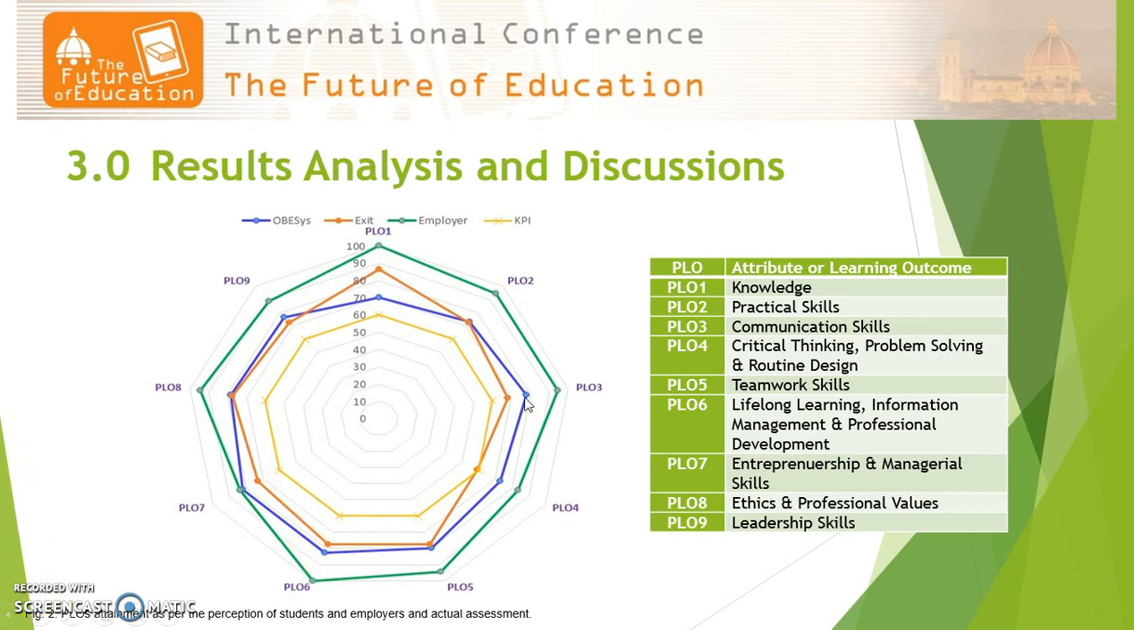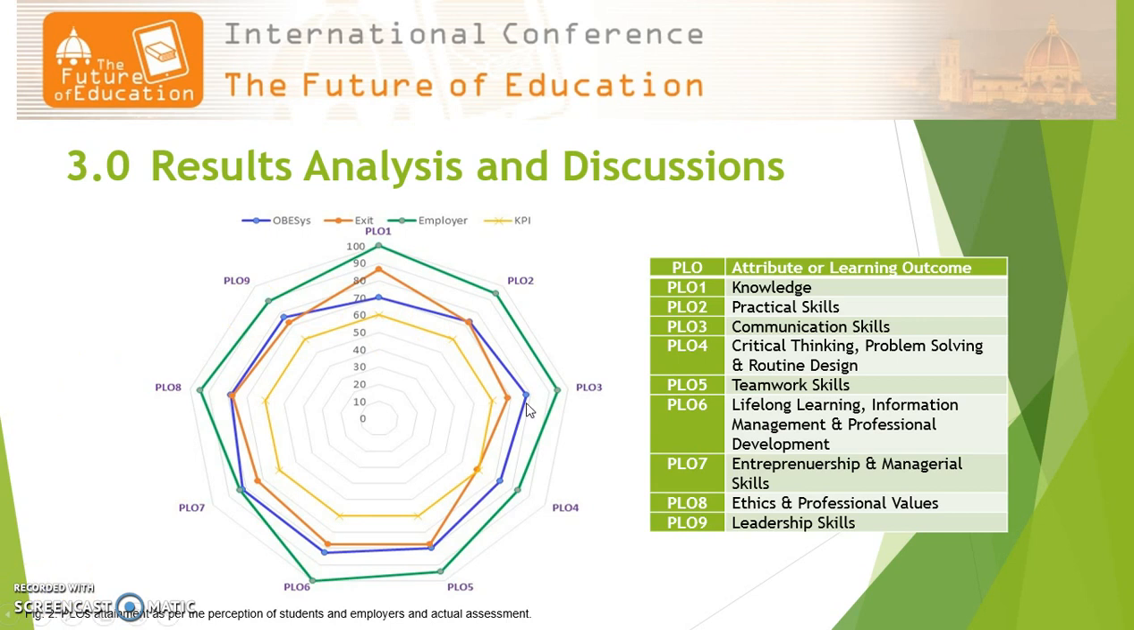Nevertheless, some learning outcomes were thought to be not as highly attained as the measured performance by the OBE-SIS. They are PLO 3, the communication skills, PLO 4, the critical thinking, problem solving and routine design skills, and also PLO 9, leadership skills. In retrospect, this resounded with the industry's perception and the lowest rating for PLO 4 and PLO 9.